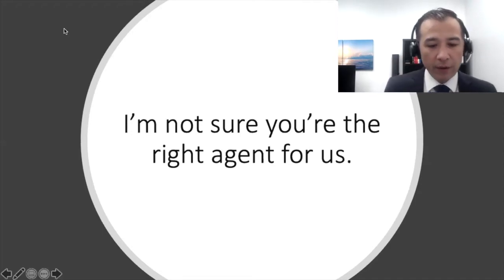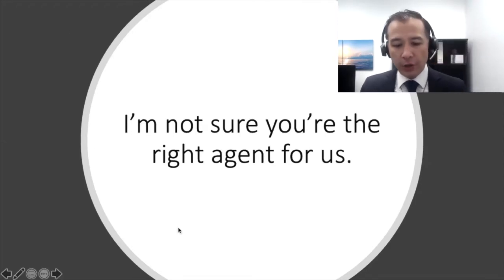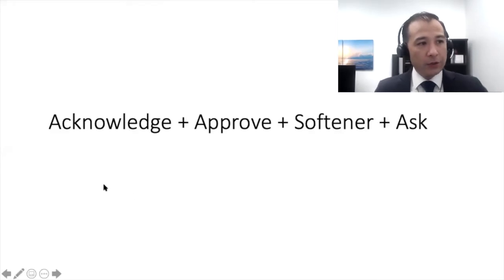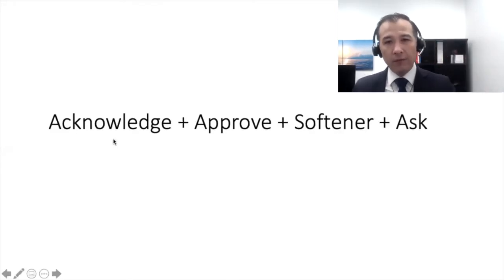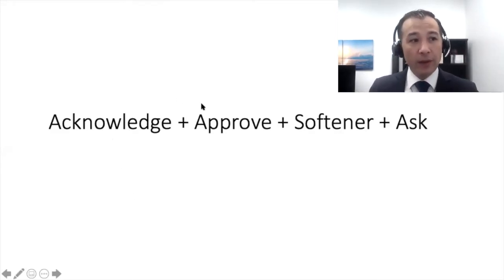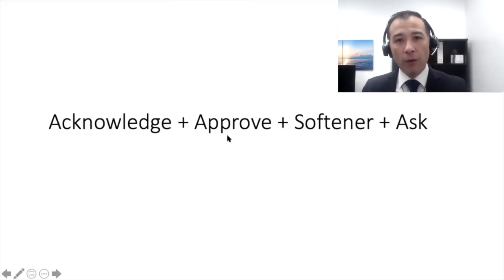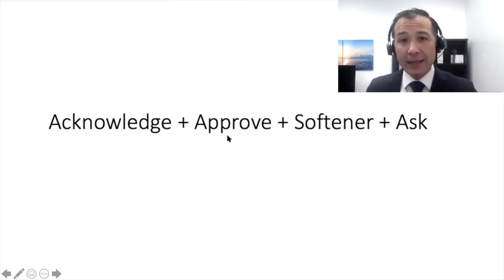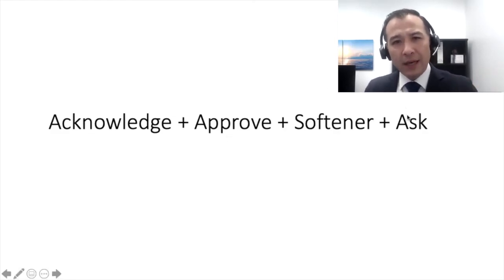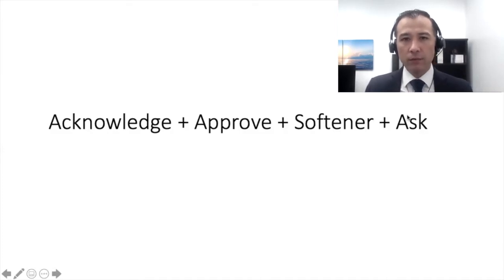So let's kind of go ahead and reframe that. I'm not sure you're the right agent for us. You know, Mr. and Mrs. Seller, I totally get that you feel that I might not be the right agent for you. In fact, most homeowners want to make sure that they're making the right decision in choosing the agent to sell their home. Now, if you don't mind me asking, what is the number one reason why you feel that I might not be the right agent for you?